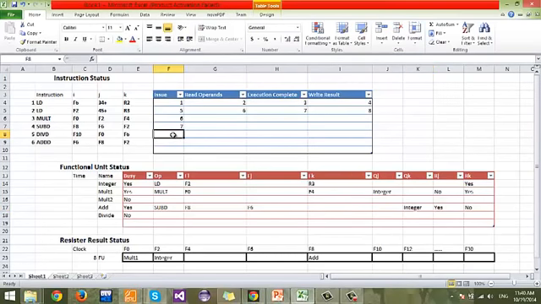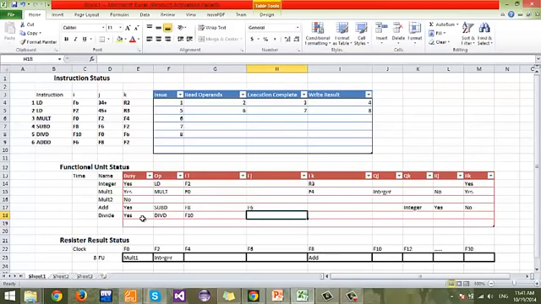And can we issue div d? Look, there is a divide functional unit which is not busy, so we can issue div d in clock cycle 8. What's the opcode? Div d. What's the destination register? F10.